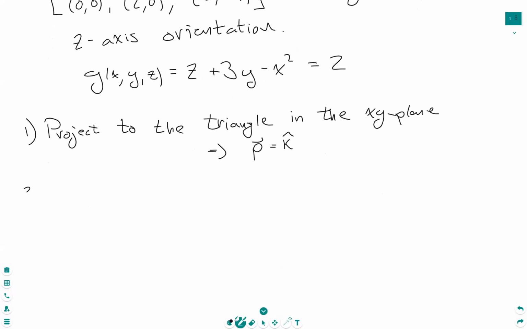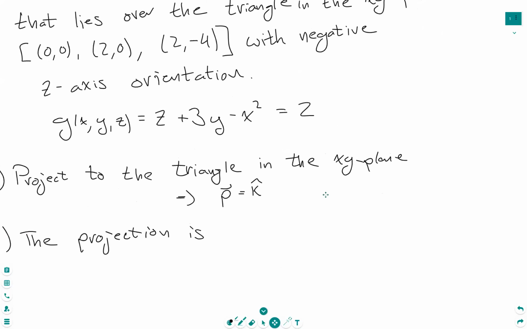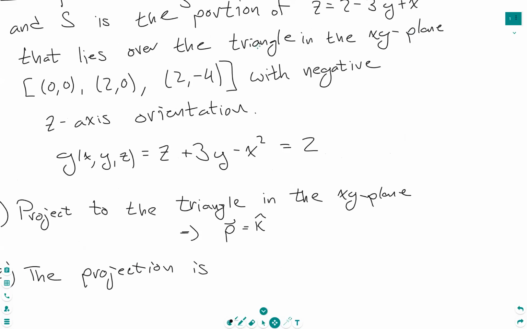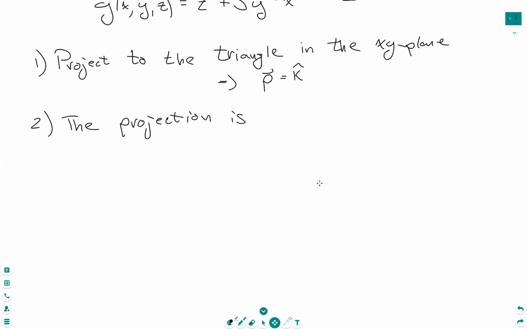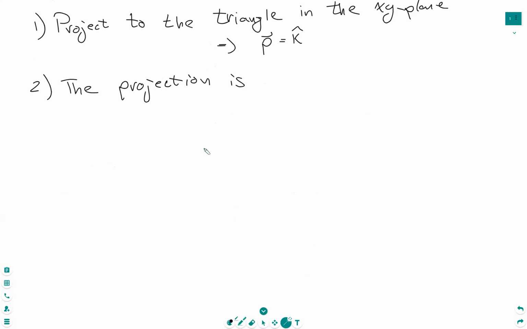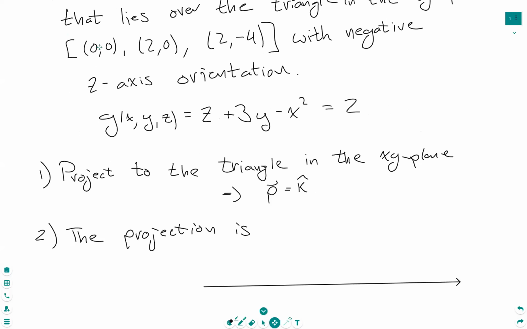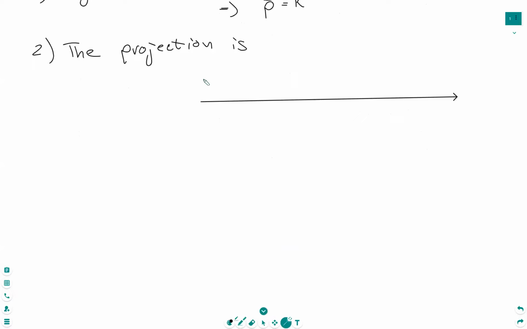Okay, step two. We need to look at what the projection looks like. So the projection is the surface that gets projected down to the xy plane, but we know that it lies over this triangle. So that triangle is our projection. So let's go ahead and do a sketch of that. So we have x and y. We said (0, 0), (2, 0), and (2, -4). So it looks like we're in the majority of the fourth quadrant.